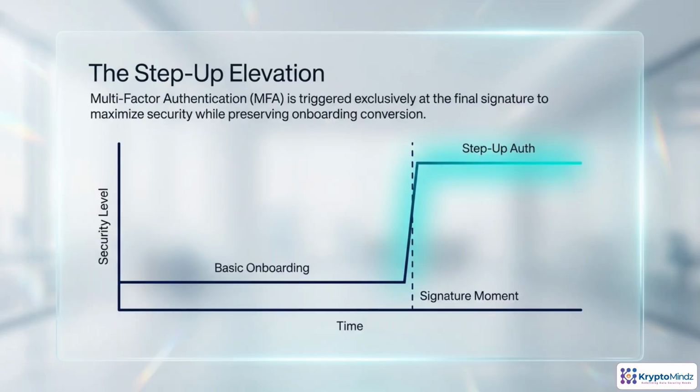A powerful pattern in onboarding is step-up authentication. For most of the journey, you keep security at a basic, low-friction level so users can complete forms and checks without too much effort. Then, right before the qualified signature, you raise the bar and require strong multi-factor authentication. This concentrates the highest assurance exactly where the legal risk is, while protecting conversion rates earlier in the process. As an architect, you decide where that step-up point sits and which factors to use.